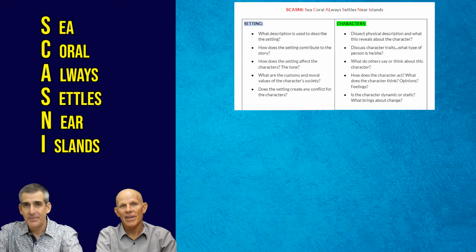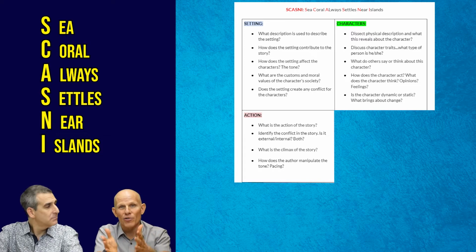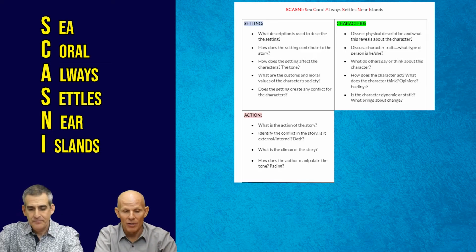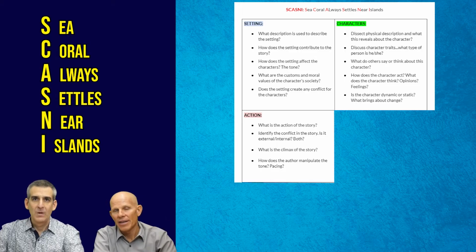Moving to the A. Yeah, the A stands for action. This is again the plot. What are the characters doing? What is happening in this passage? What conflicts emerge in the passage? Is there a climax? Is there some kind of shift? So we want to think about the action, what's happening.